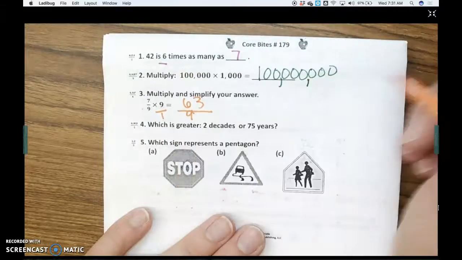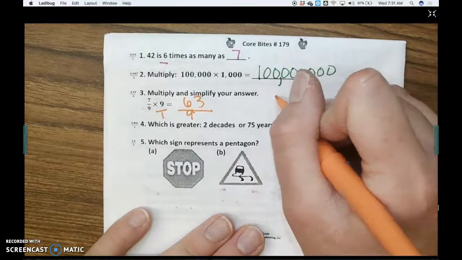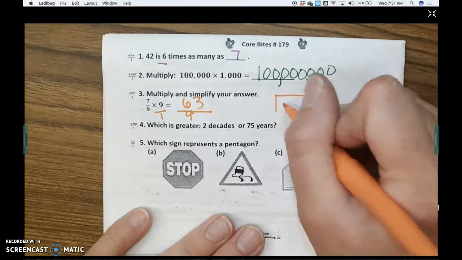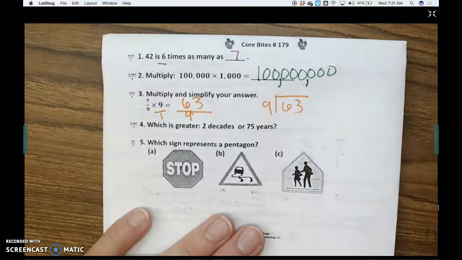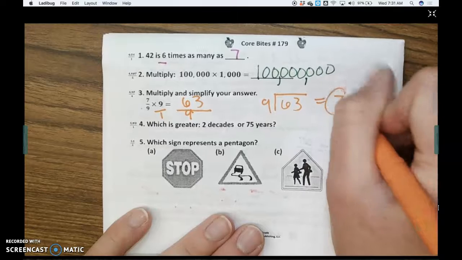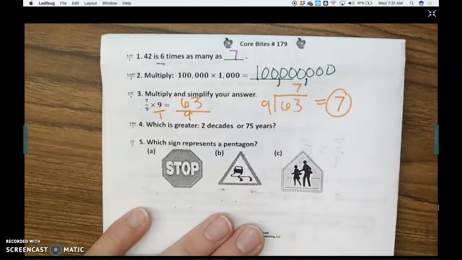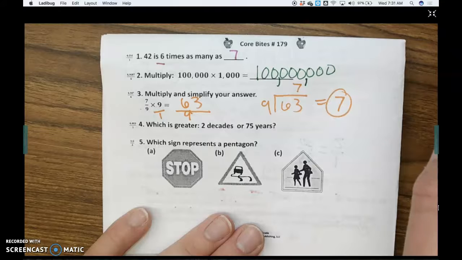And then you would divide 63 divided by 9. Okay? So you do 63, 9. And you would get the whole number of 7, because 9 times 7 gives you 63. Okay?